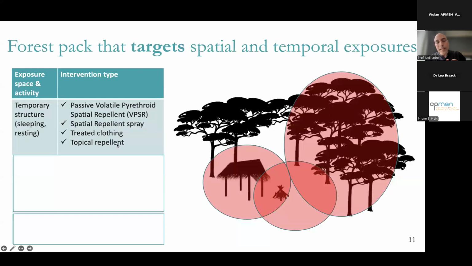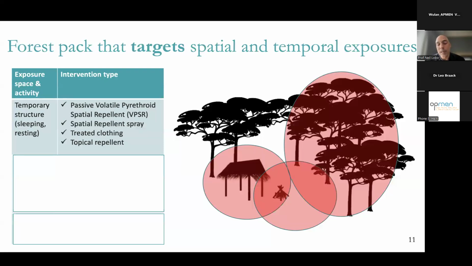Topical repellents are repellent creams that you put on your hands or your face. These were selected based on interviews with the communities and things that we thought might work. Would you like this? Do you like that? Maybe you'll use this, maybe you'll use that. So we wanted to approach communities and see what they would approve.